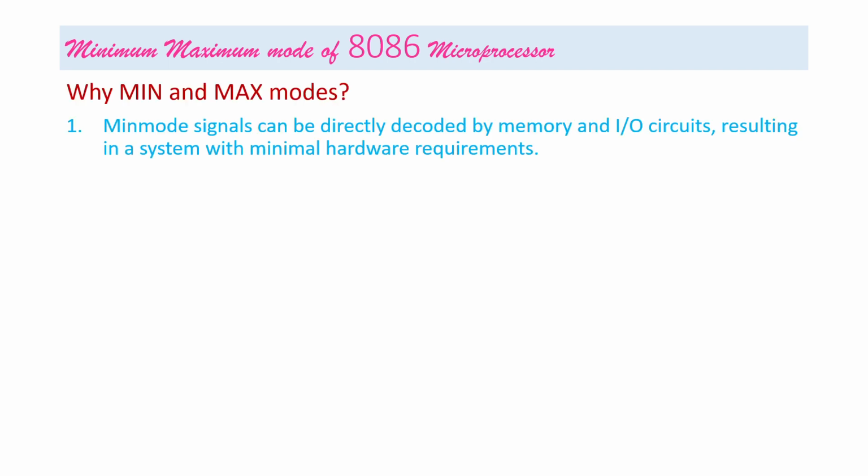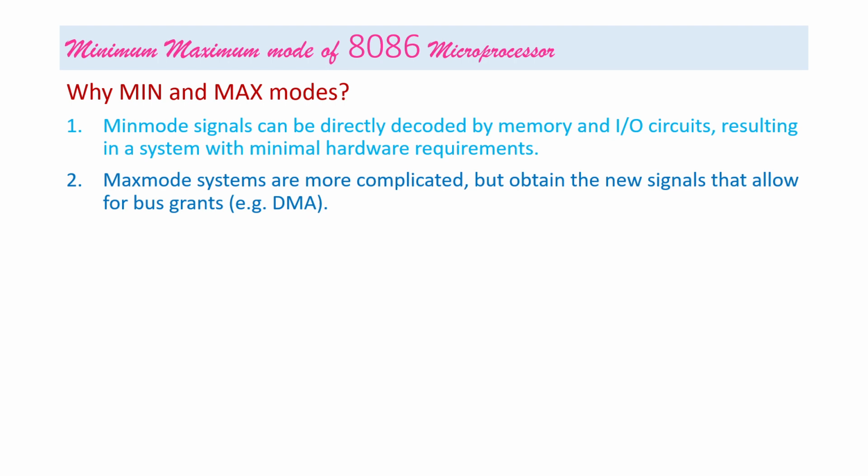Now coming to the next topic, the minimum and maximum mode. Why minimum and maximum mode? Minimum mode signals can be directly decoded by the memory and IO circuits, resulting in a system with minimal hardware requirements. Second, maximum mode signals are more complicated but provide new signals that allow for bus grant, for example DMA.